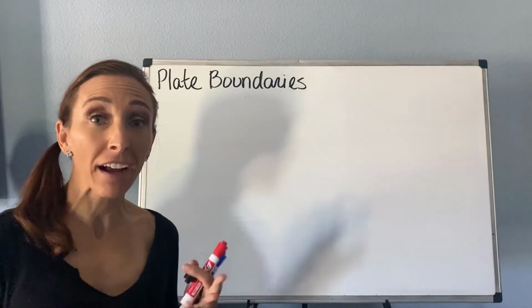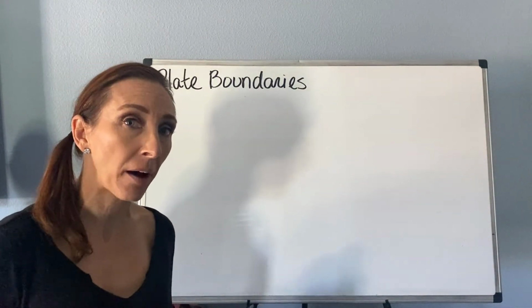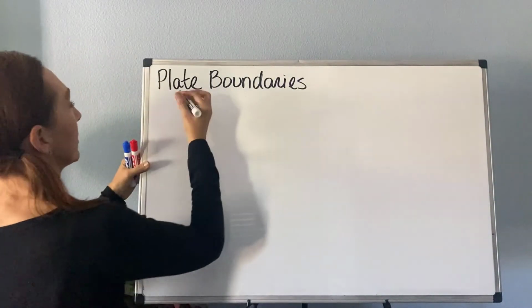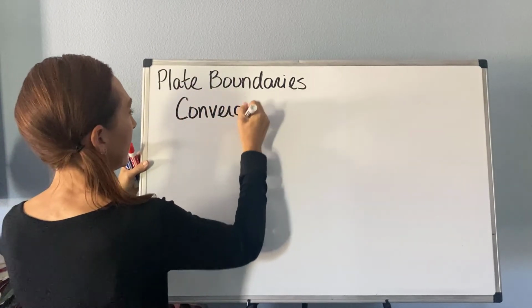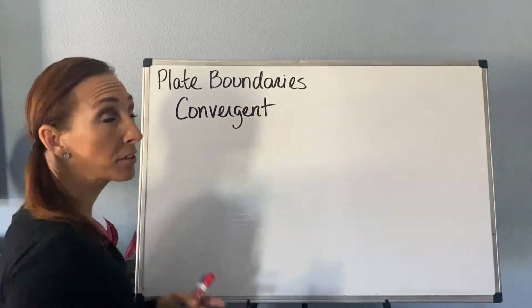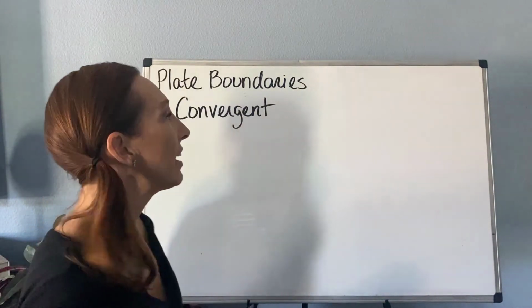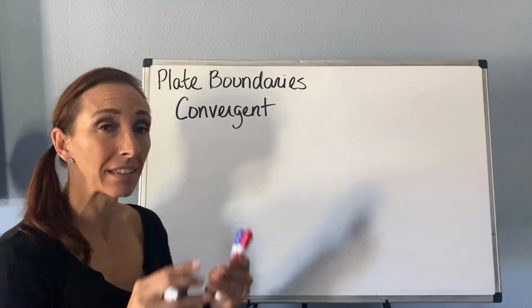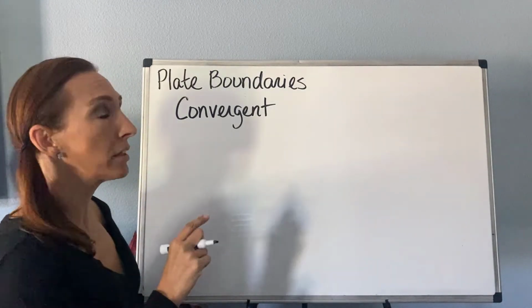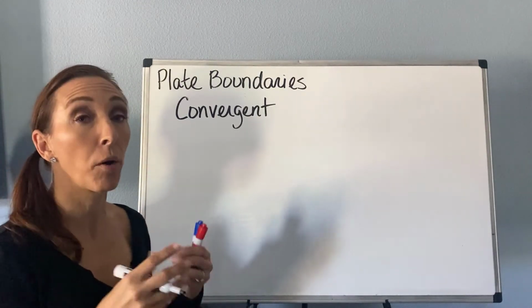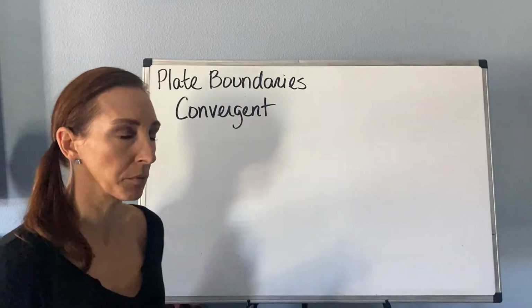Okay, so now we're back to our board and we're going to talk about convergent plate boundaries. All right, and this of course is when two plates come together. And this one gets a little complicated because instead of the progression that we just talked about, this is going to be dependent upon what type of crust is involved. So different things will happen.